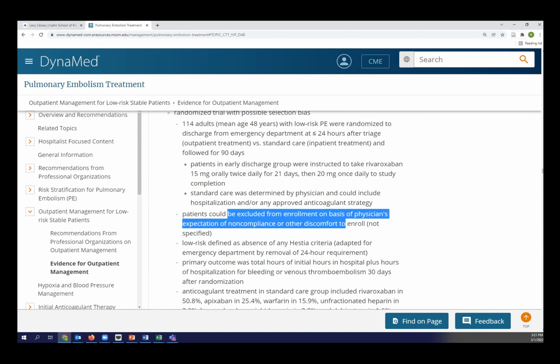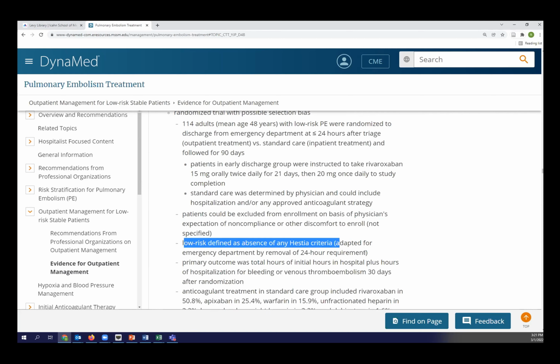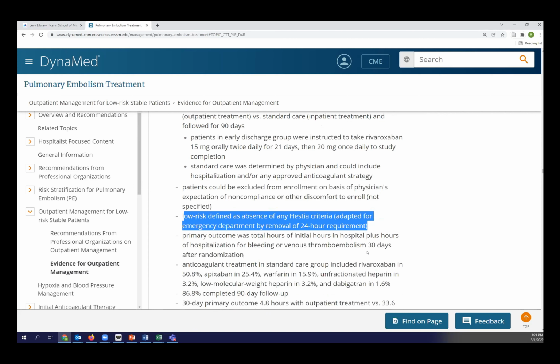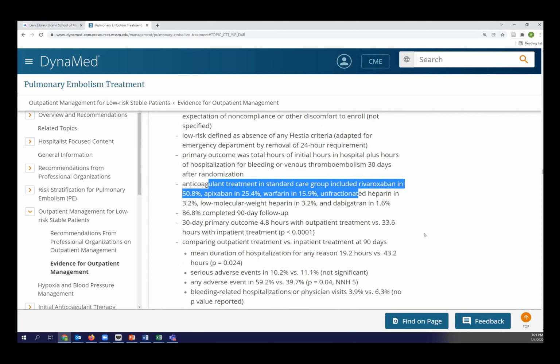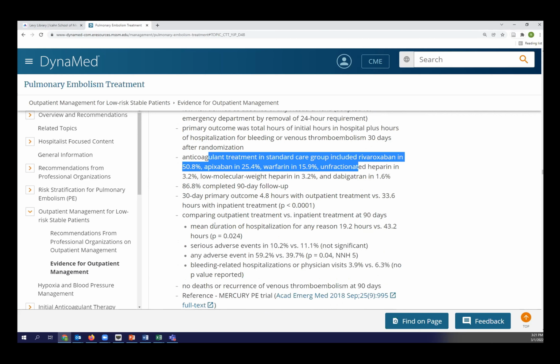We see how this study defined low risk. So that's pertinent to us as well in terms of could we actually apply the evidence from the study to our patient. And then we're going to get information on the intervention, on the 30-day primary outcome, and outcome versus treatment groups for all of the outcomes. So duration of hospitalization, serious adverse event, any adverse event, bleeding related hospitalizations or return visits.